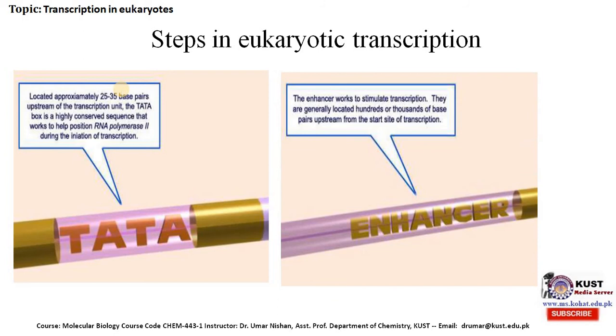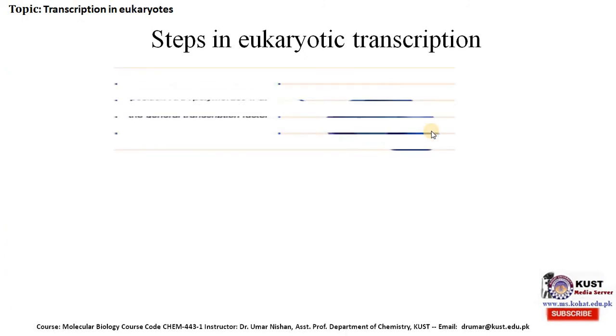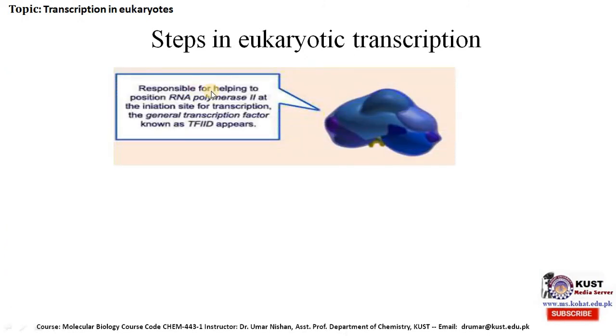They play a very important role. And then we talk about the enhancer. Enhancer works to stimulate transcription. They are generally located hundreds of thousands of base pairs upstream from the start site of transcription. They are responsible for helping to position RNA polymerase II at the initiation site for transcription.